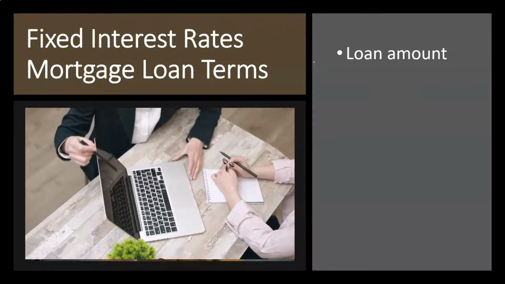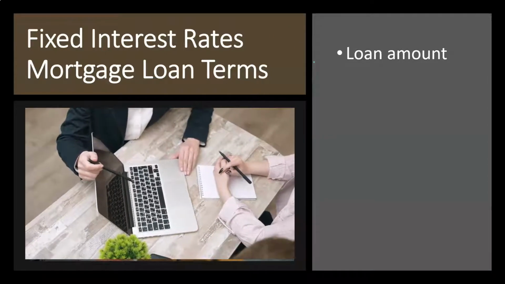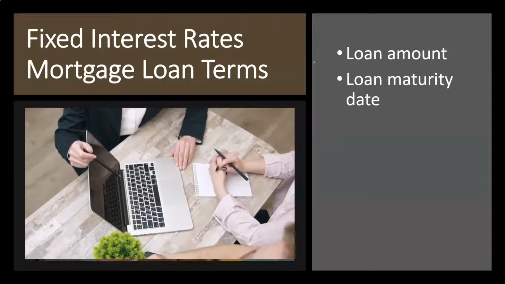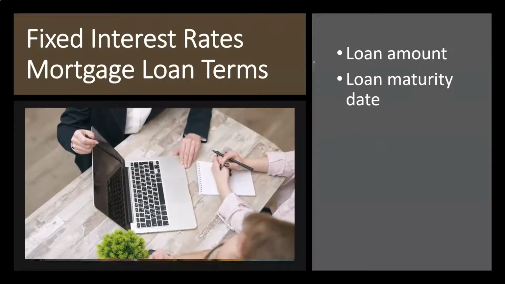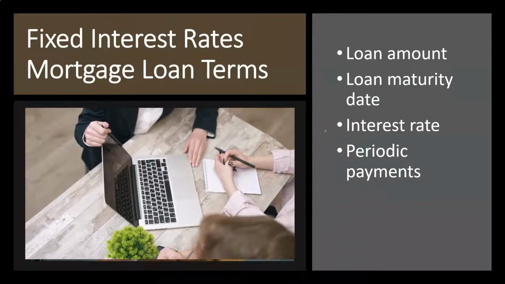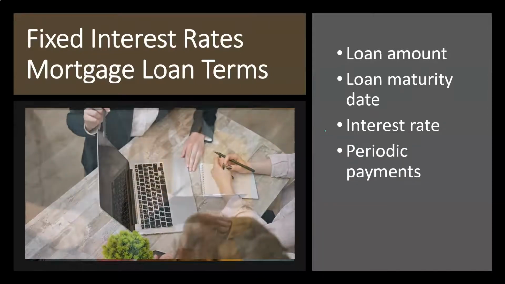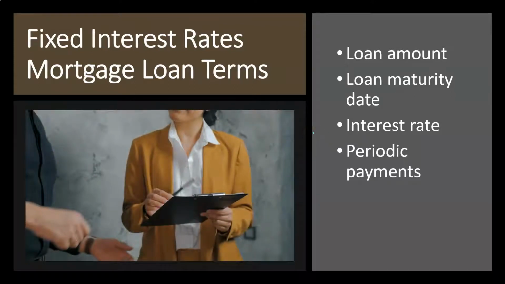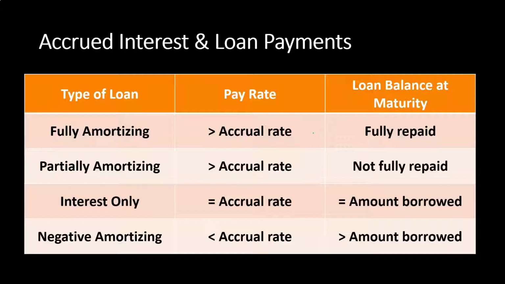So the components of the loan, we have the loan amount, which of course will impact the payments and whatnot. The loan maturity date, when is it going to be due by? The interest rate, which we're going to be keeping fixed here. And then the periodic payments, generally with installment loans for mortgages, you're talking monthly payments. That's generally going to be the case. Now, here's going to be the four categories that we'll be considering here.